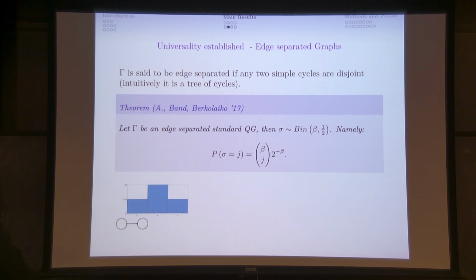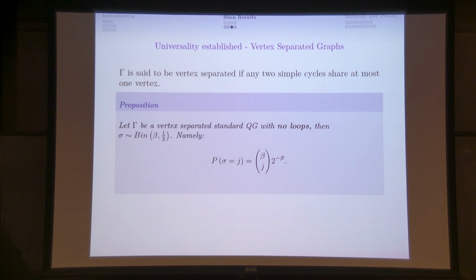A proposition, not something that we're now working on, is to extend this to a slightly bigger family of graphs, which is vertex separated. So if I'm allowing myself to have something like this, then here I have cycles that have a vertex in common that I need to remove. So it's a slightly bigger family. And for vertex separated, I actually need to demand that I have no loops. If before I had loops, here I need to demand that I have no loops.